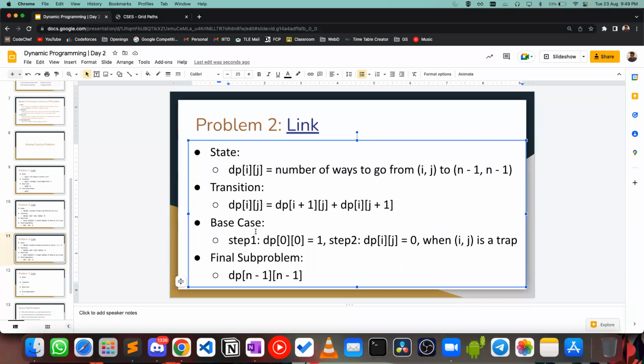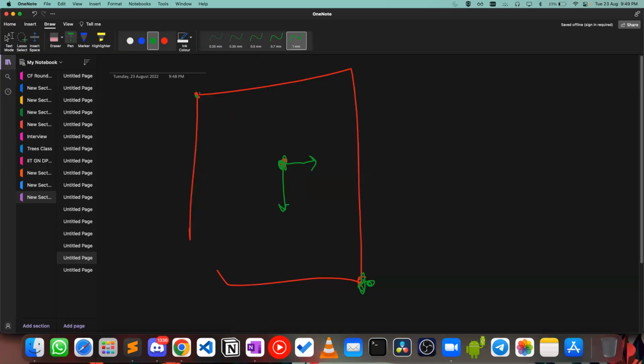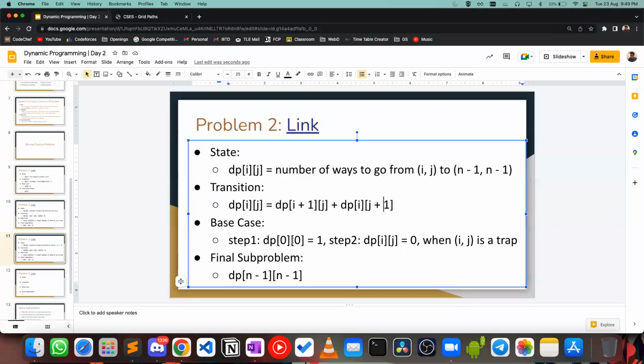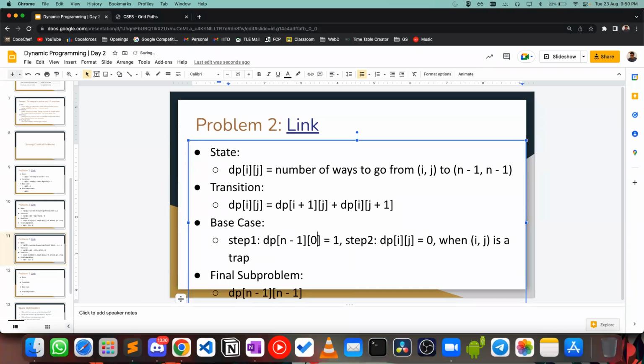Perfect. Now what about the base case? Will I say that dp of 0, 0 is equal to 1, or will I say dp of n minus 1, n minus 1 is equal to 1? Look at this base case. This is right now wrong. I am saying this time dp of i, j is defined as the number of ways to go from i, j to n minus 1, n minus 1. So can I say dp of 0, 0 is equal to 1? Would that be correct? Yes or no? That would be incorrect. So the actual base case would be dp of n minus 1, n minus 1 is equal to 1.